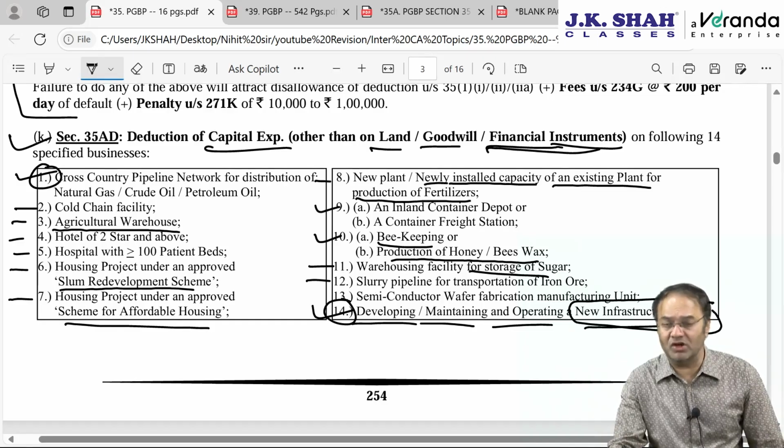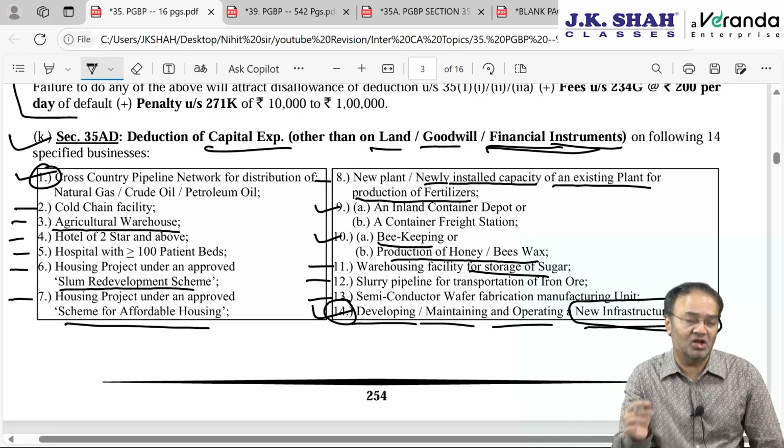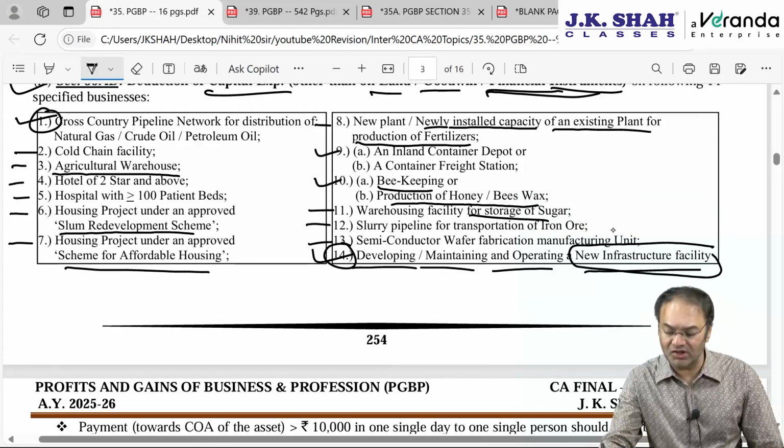Slurry pipeline network for distribution or transportation of iron ore, and semiconductor wafer fabricating manufacturing unit. Semiconductor, that means IC chip, integrated circuit chip.